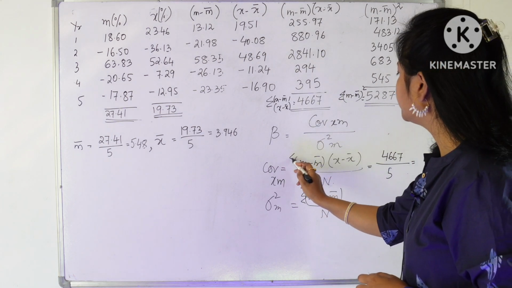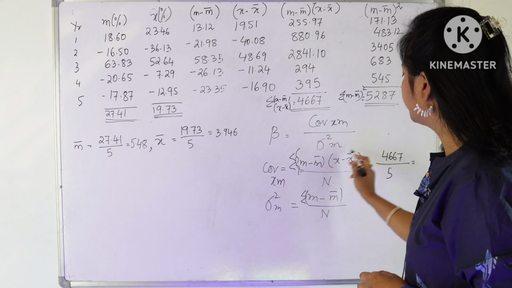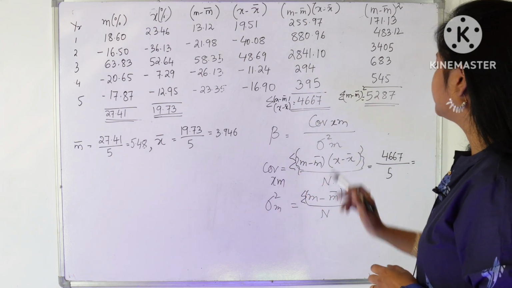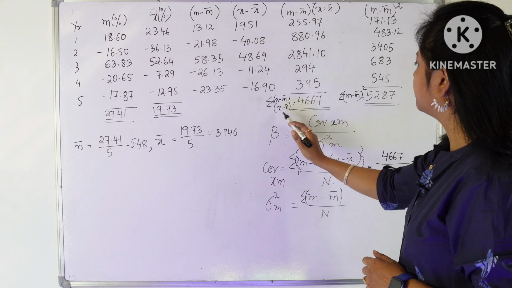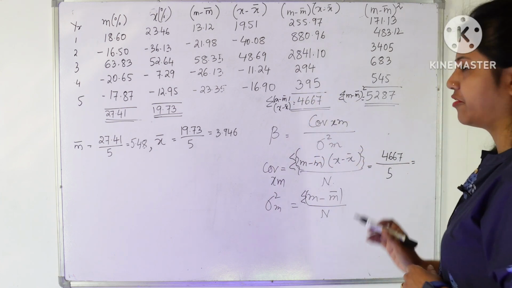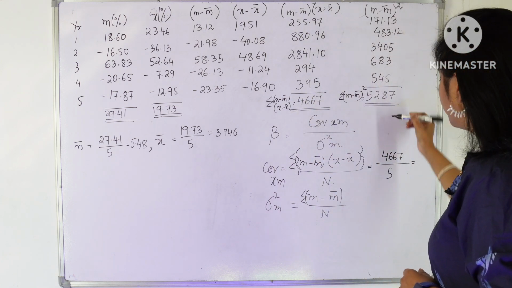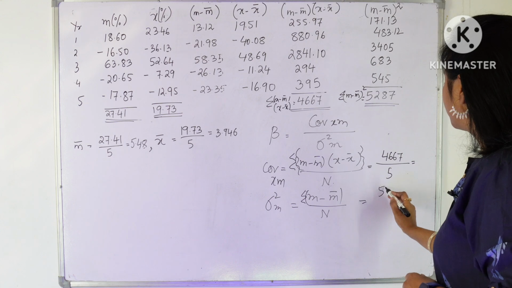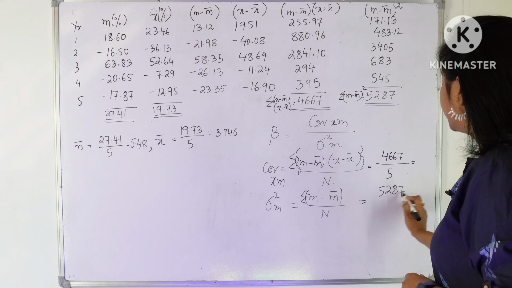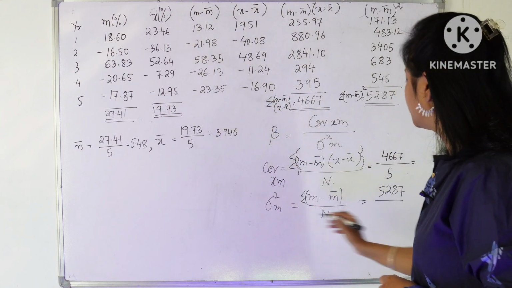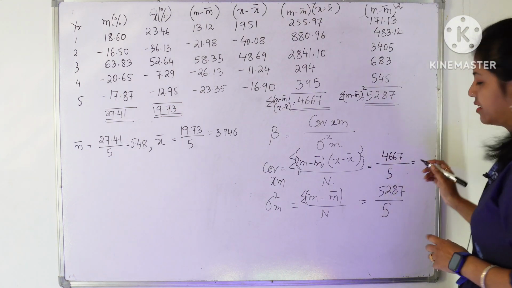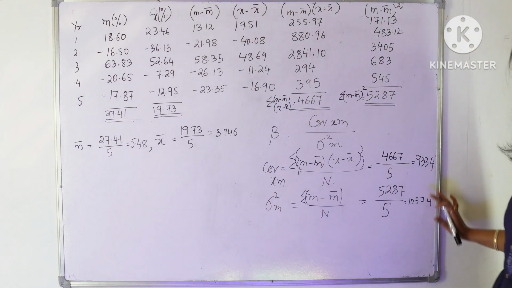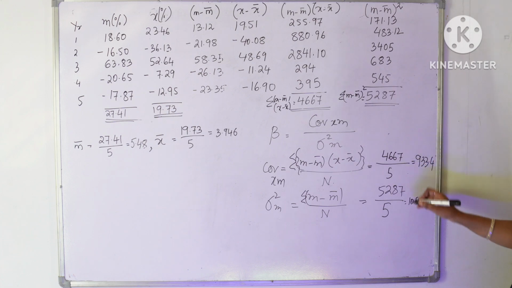So variance is equal to sigma M minus M bar whole square divided by n. This also, please write sigma. This is sigma M minus M bar into X minus X bar divided by n. So I have taken the summation of this, 4667 by 5. Similarly, I take the sum of this, so I get 5287, and then I divide by the number of observations, which is 5. So this value I have to find out. I think I will take help of the calculator. So these two values we derived by dividing by the number of observations.